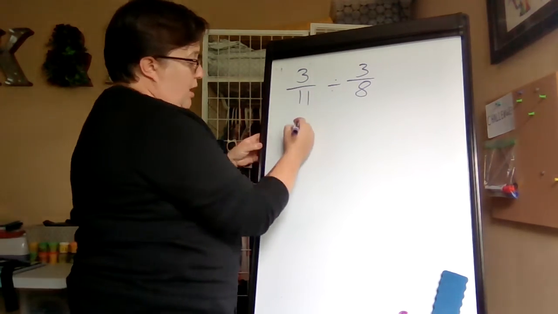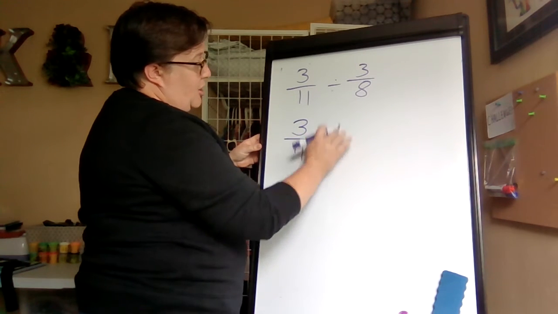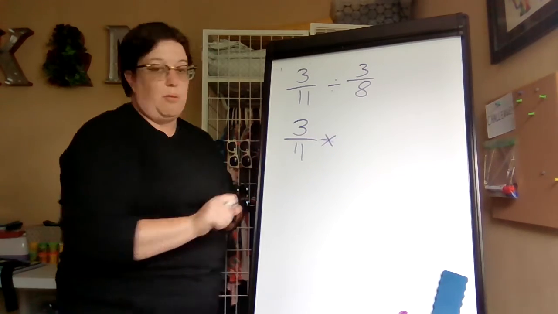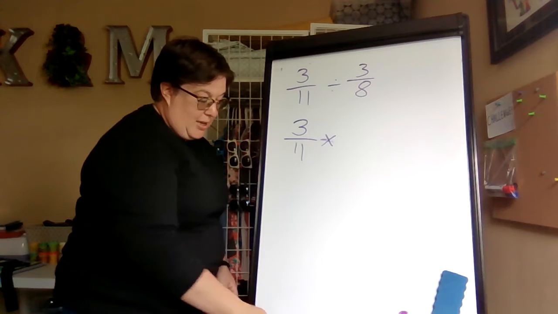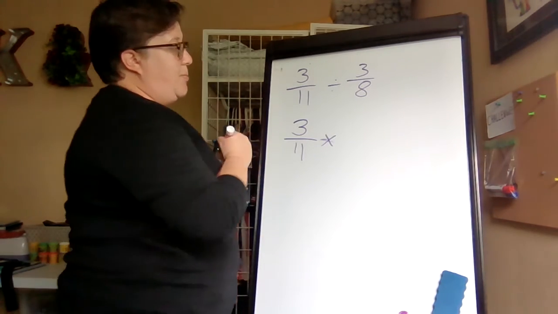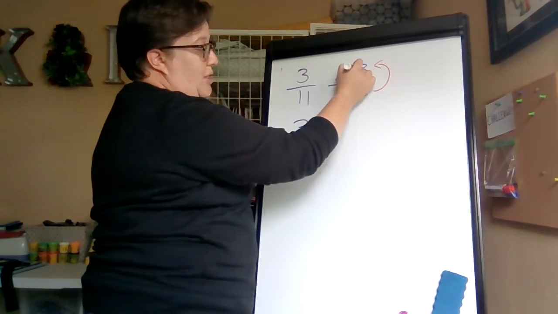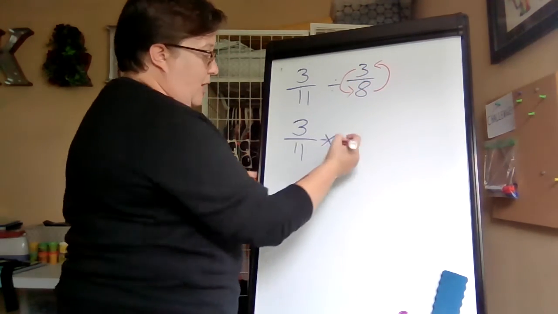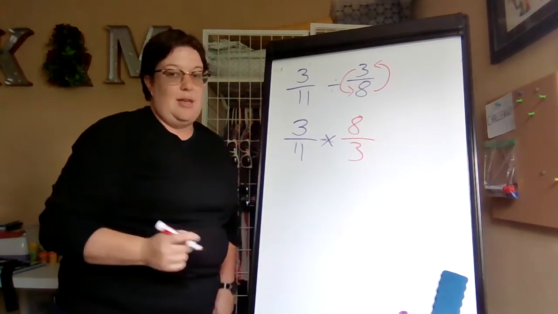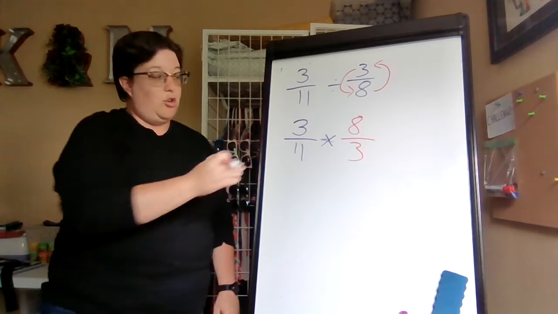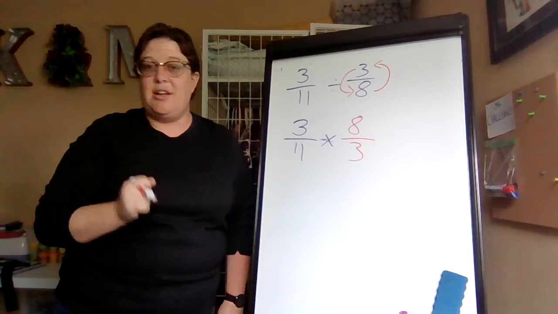So you can go ahead and just drop down 3/11 and then change division to multiplication. Okay, so keep it, change it. Then, in order to get that reciprocal, you're going to take the 8 and we're going to put it on top. We're going to take the 3 and we're going to put it on the bottom. So we're going to have multiplied by 8/3. Okay, so our new problem is 3/11 times 8/3 instead of 3/11 divided by 3/8.